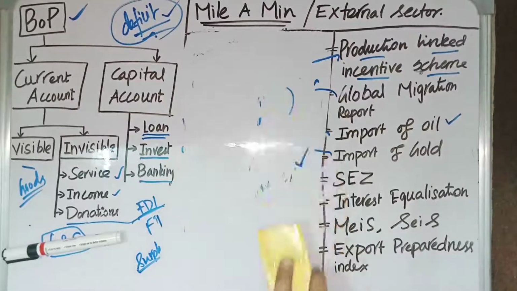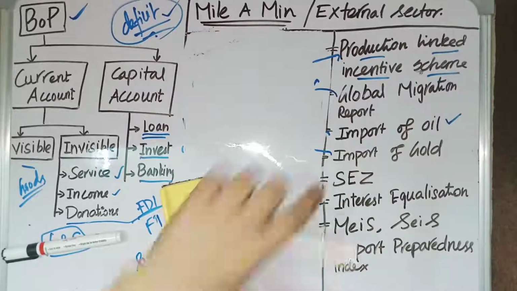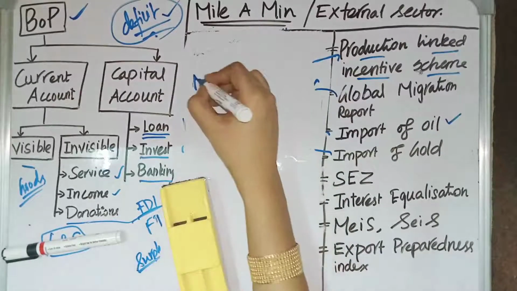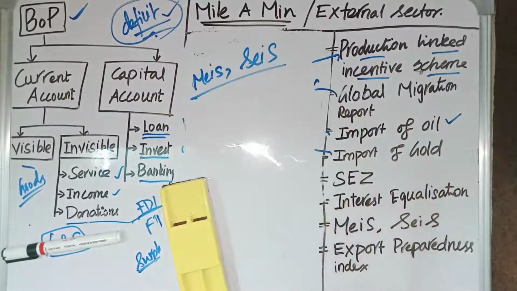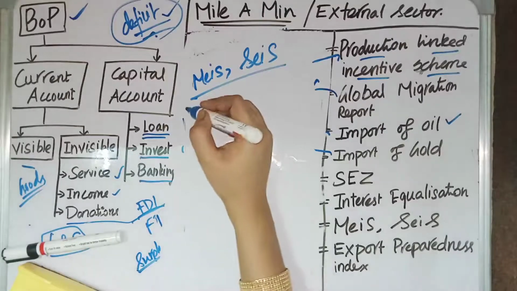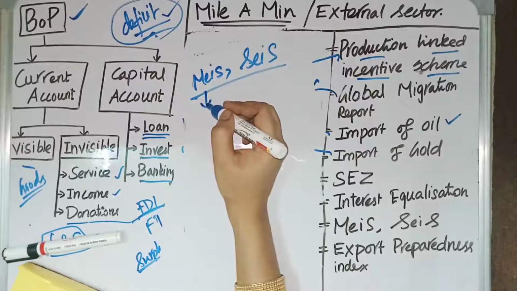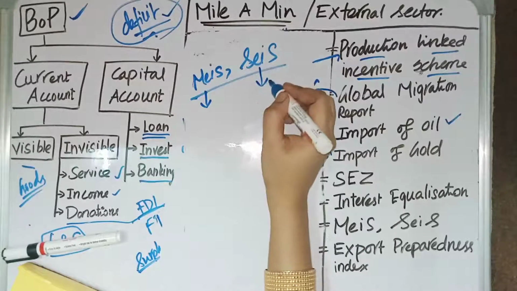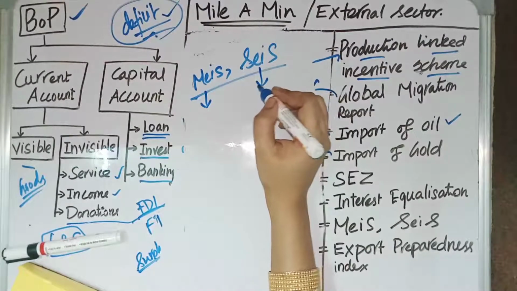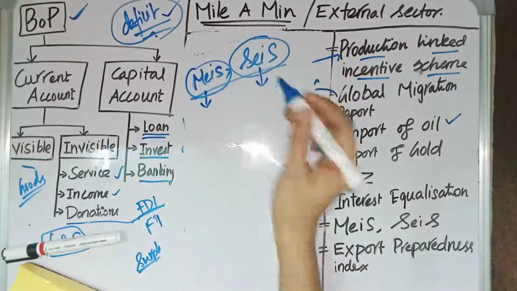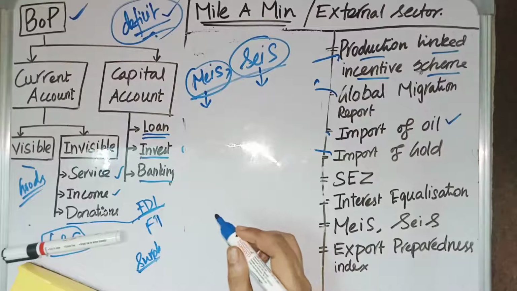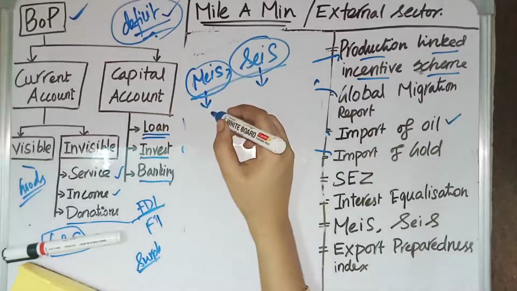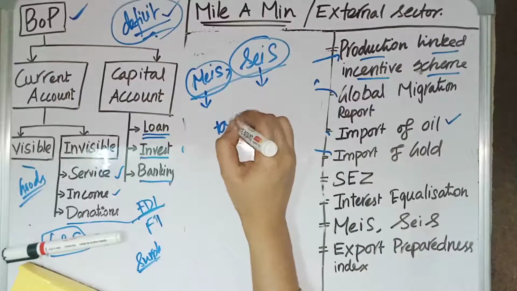And then we have Interest Equalization Scheme. So like SEZ, we have another one called MEIS and SEIS. Special Economic Zone is only for goods, whereas MEIS and SEIS are for goods as well as services. MEIS stands for Merchandise Export from India Scheme, whereas SEIS stands for Service Export from India Scheme. It is for goods and it is for services. So in SEZ they cover only goods, whereas in MEIS and SEIS they cover both goods as well as services.